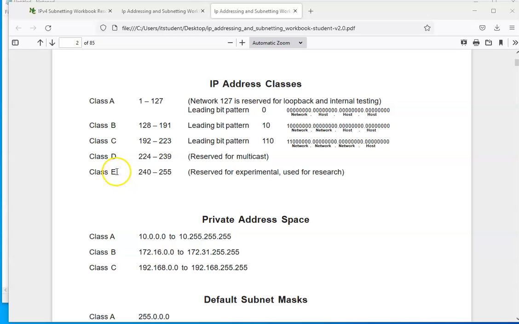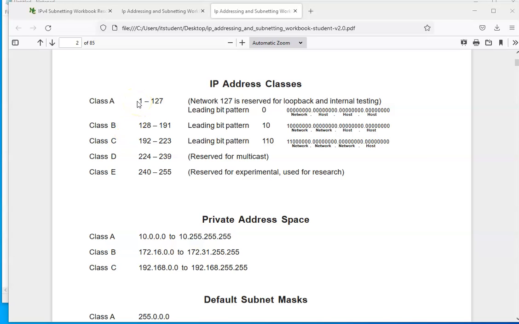Now E we don't recognize. We don't use it for anything. Class D is used for multicasting, very specific reasons when we would use a Class D address. But A, B, and C were the blocks of IP addressing that were assigned. And A and B were designated for businesses, large organizations. Class C were for small businesses or small organizations.